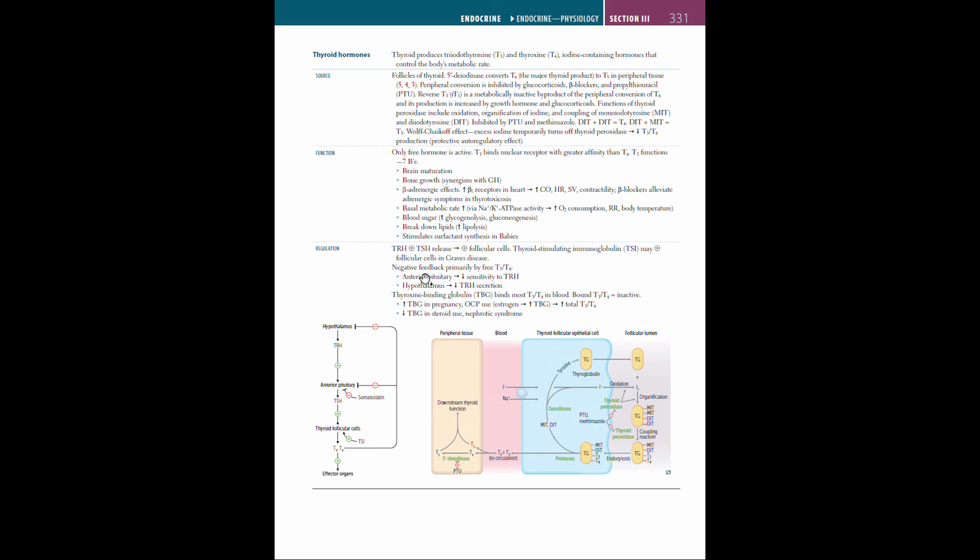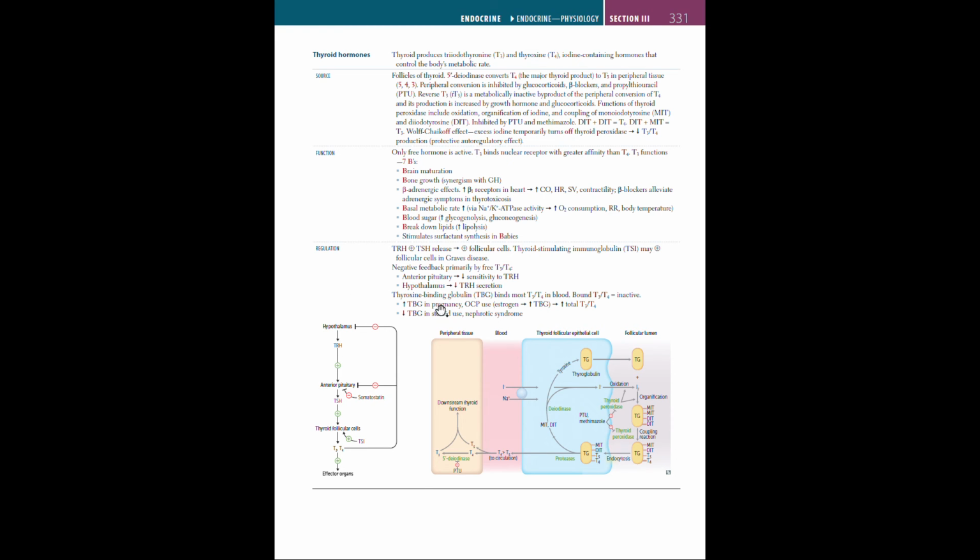Negative feedback primarily by free T3, T4. In anterior pituitary it causes decreased sensitivity to TRH, and in hypothalamus it will cause decrease in TRH secretion. So you can see over here anterior pituitary is getting a feedback from high T3, T4, and this also can cause negative feedback on hypothalamus. Basically, it's telling the hypothalamus to stop, we have a lot of T3, T4, we don't need any more.